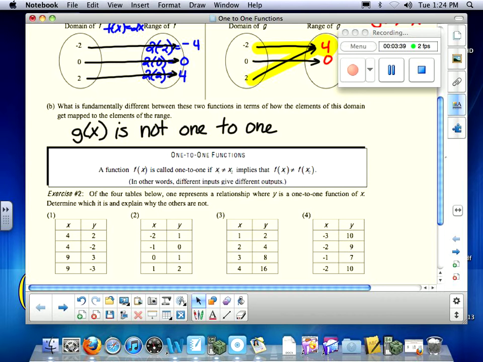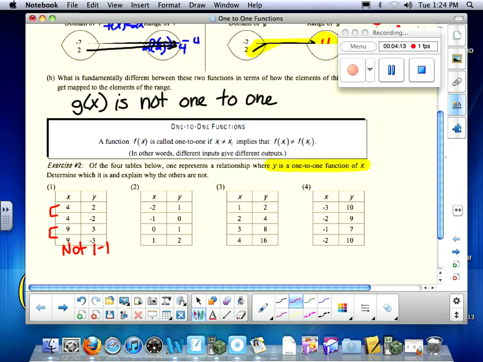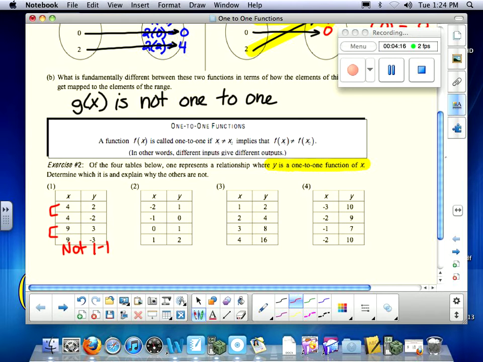All right, down here below our box, 1 of the 4 tables below represents a relationship where y is a one-to-one function of x. Which one is it and why? Those and the y, they all are different. Okay? So if I look at number 1, do I have repeaters of any kind? I have repeaters there, so that is not 1 to 1. That's my shortcut. I didn't include it up above because I don't want it to look like a letter H. But this is 1 to 1.